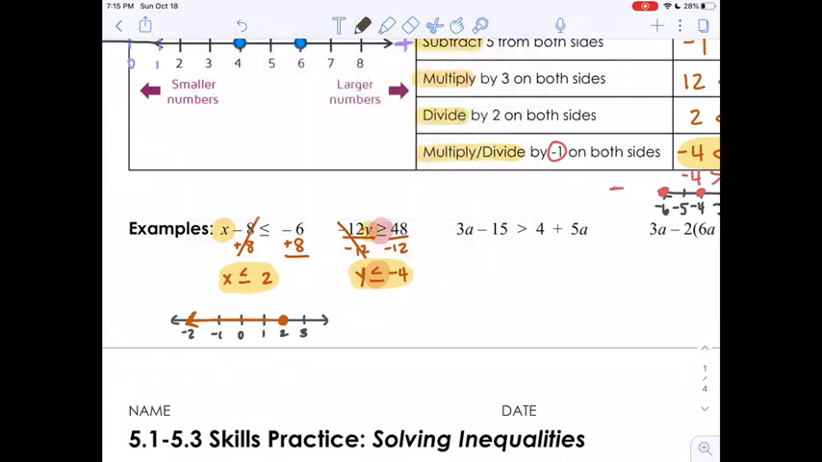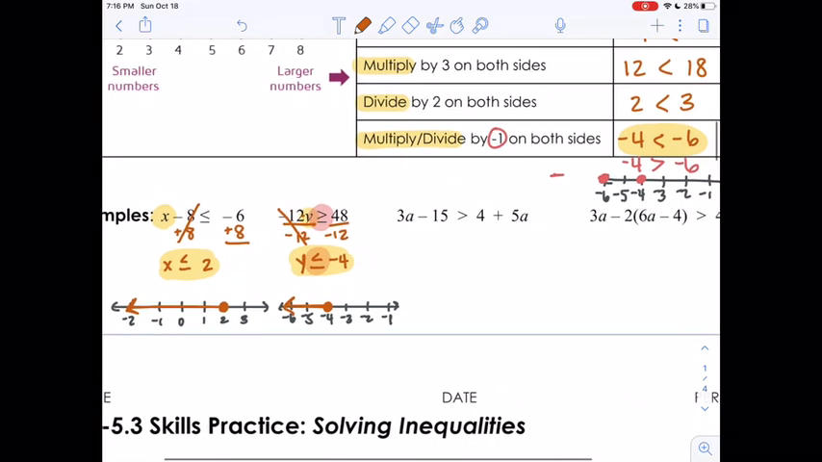And I'm going to go ahead and graph this. I want to make sure I include values to the left. And y is less than or equal to, so I'm going to use a closed dot on negative 4. And if it's less than, I'm going to go to the left. So my solution could be anything less than negative 4.